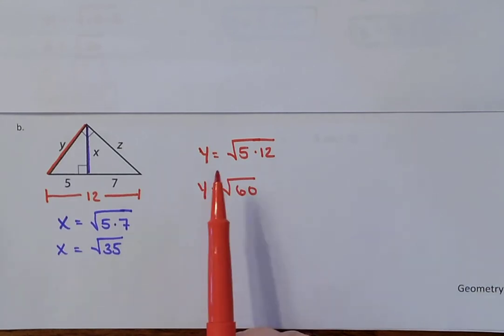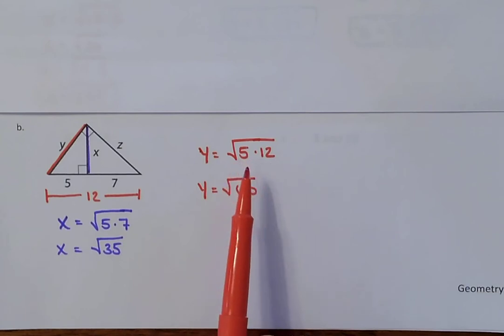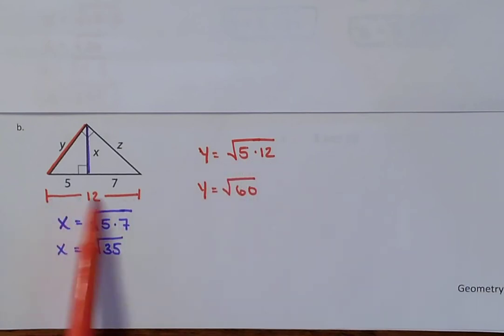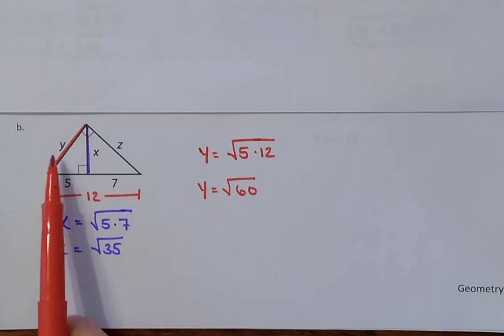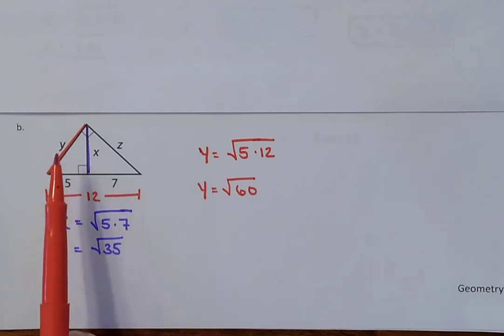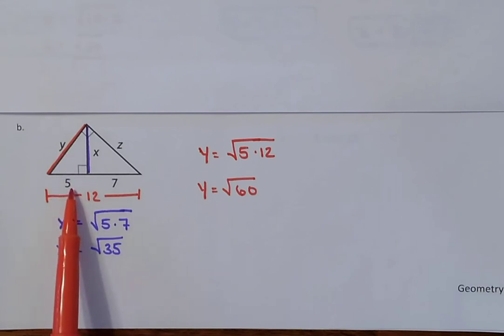So again, why I chose 5 and 12 for my numbers for y is because you have to use the whole hypotenuse and the segment that is next to the value you're trying to find. Because I'm trying to find y, that's next to 5, so that means I want to use 5 and then the whole hypotenuse, which is 12.